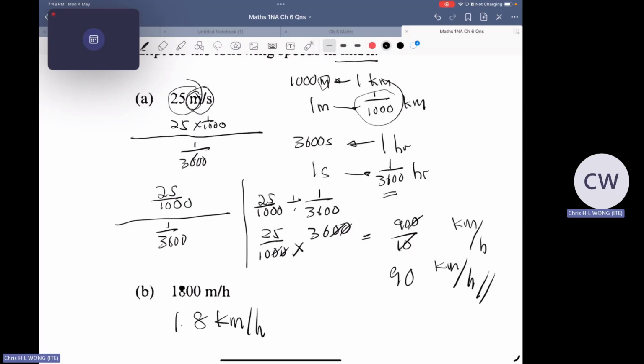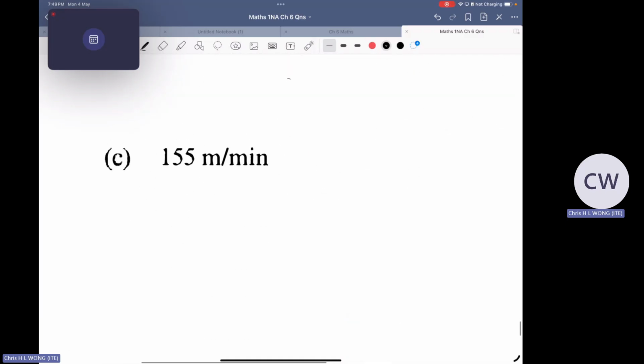Okay. This one is easy. Last one before we go to the next chapter. Last one. Change to kilometer per hour.